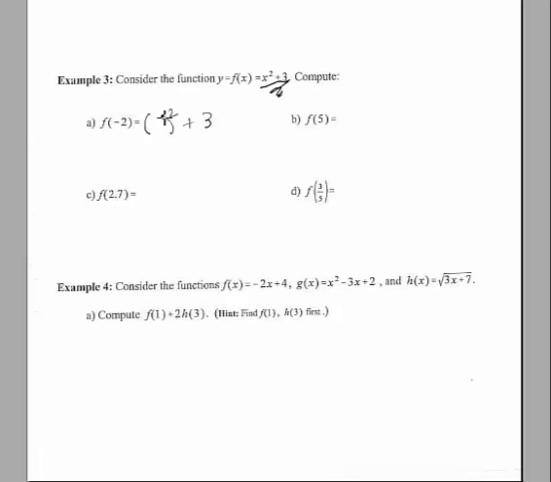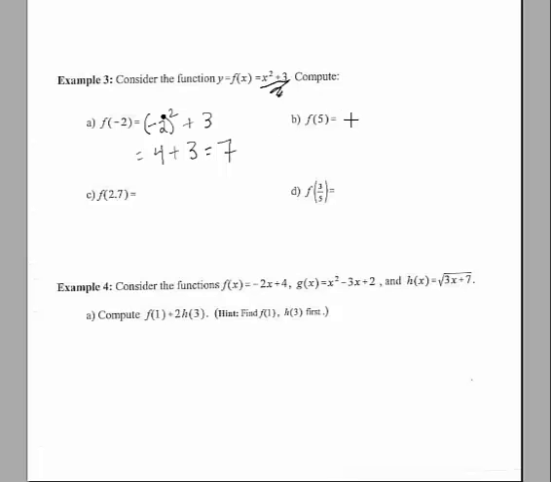Okay, this dot is just a result of me using a pen tablet. I don't know how to stop that at the moment. But this is where x was. X was squared, and then we add 3. Instead of putting an x in there, I put a negative 2. If we square a negative 2, negative times negative is a positive, so I get a 4. Pick up the plus 3 on the side, and f of negative 2 is 7.